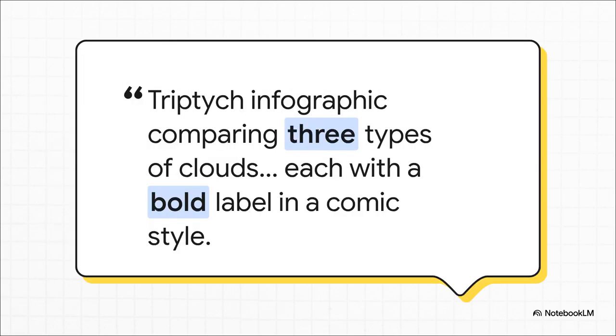And this prompt just illustrates that perfectly. I mean, to pull this off, the AI has to know what those three cloud types are, understand what a triptych is, and then wrap it all up in a specific art style with clear labels. That's knowledge and creativity just firing on all cylinders, super fast.